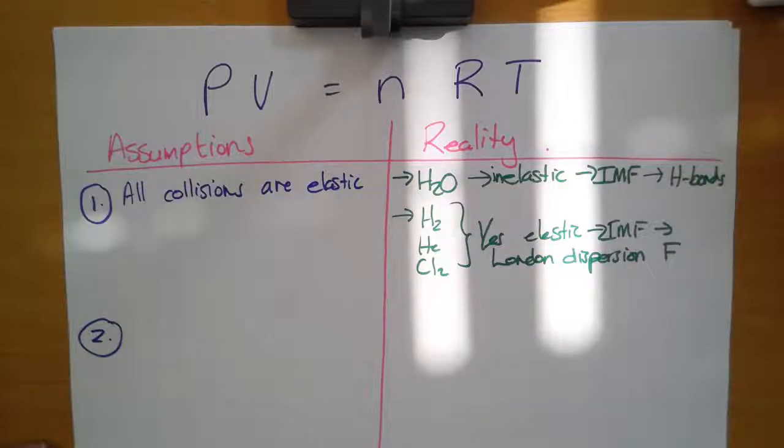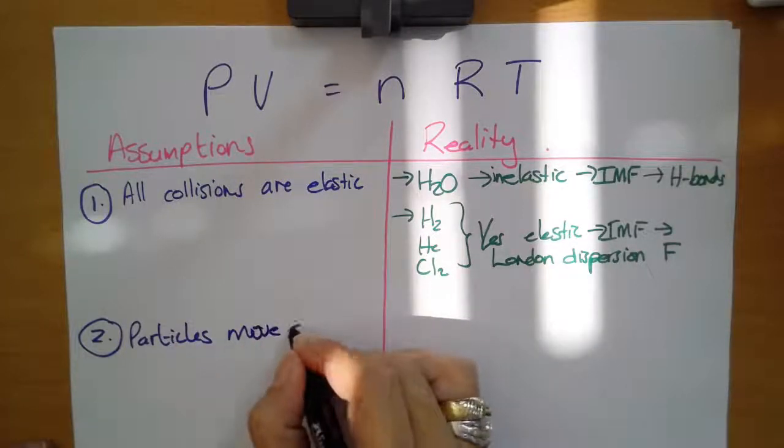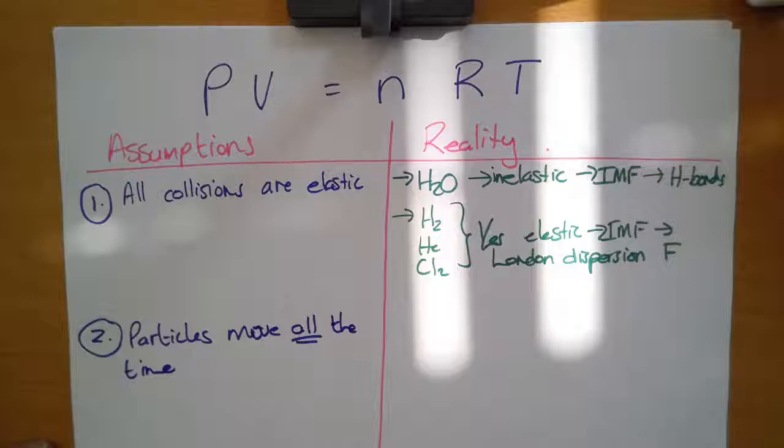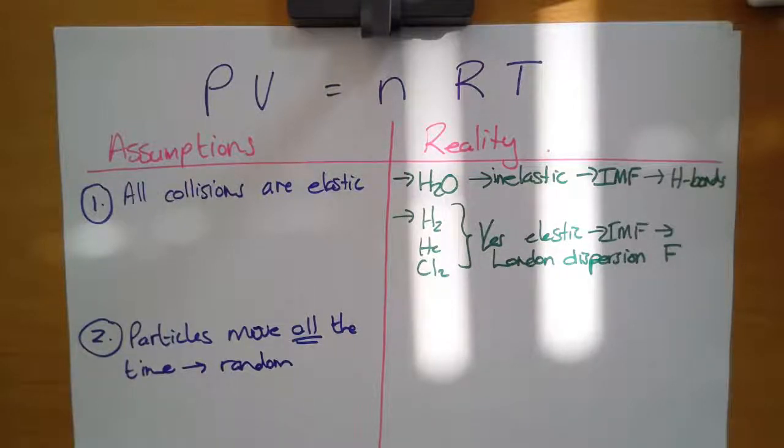Okay, so the second assumption is that particles move all the time. So they are in motion all the time. They're constantly moving, and they move at random. So let's look at the reality. For reality we need to think, are there times that these gas particles might not do that? Can you think of any condition that's going to prevent that? Okay, so in other words, when will they start sticking together? What would I need to do to get that effect?